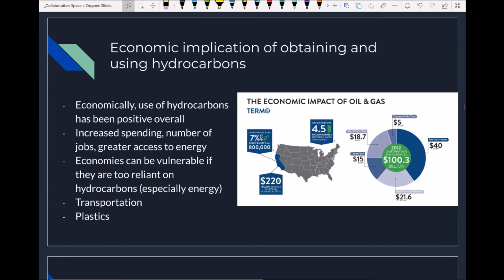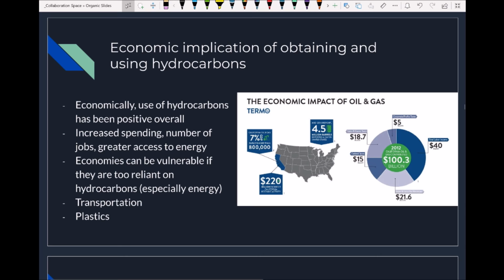Okay, so the economic implications of obtaining and using hydrocarbons. Economically, the use of hydrocarbons has been positive overall. Increased spending, number of jobs, greater access to energy. Economies can be vulnerable if they are too reliant on hydrocarbons, especially energy. What I mean by that is it's so effective that, well, what's really going to replace that if you did run out or if there was a shortage?